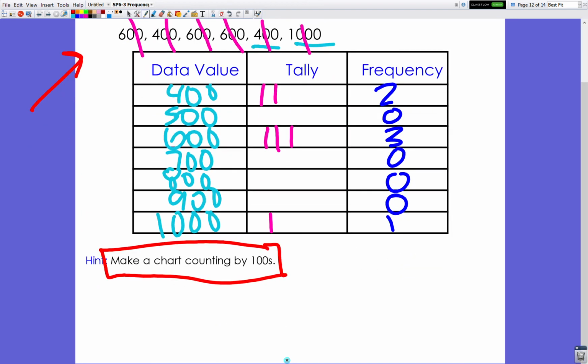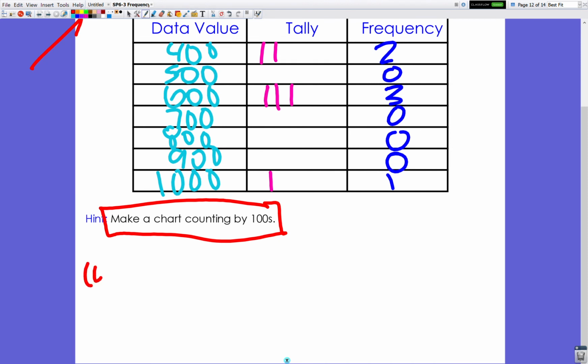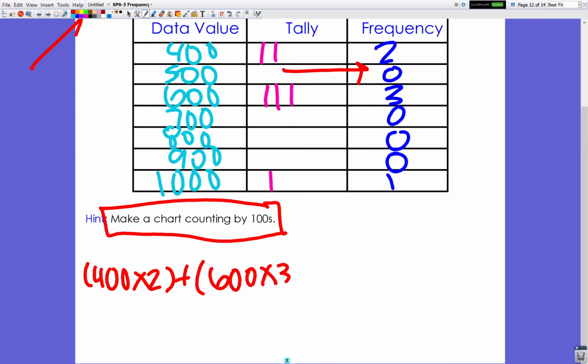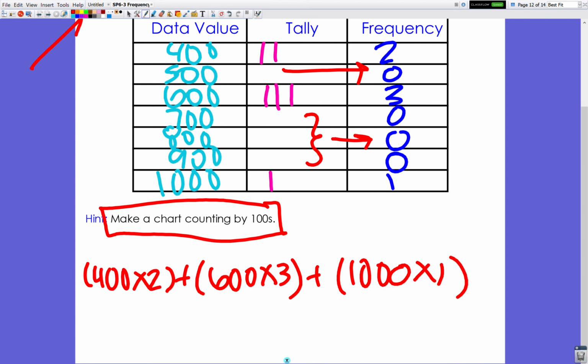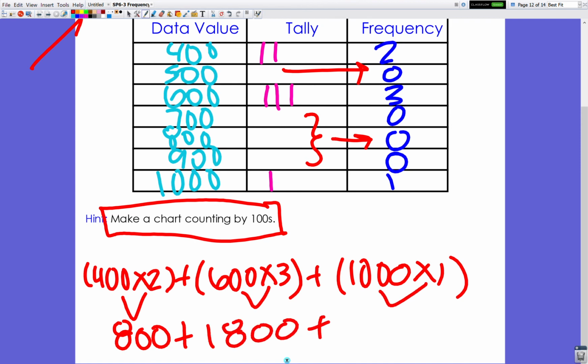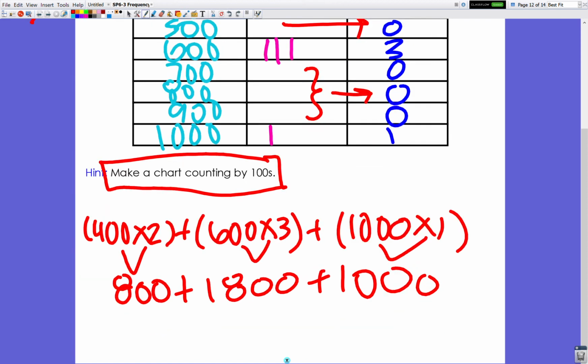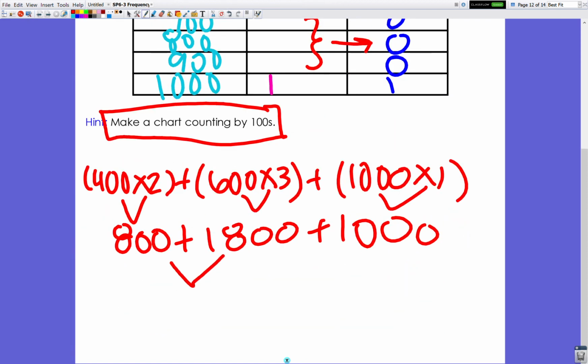I'm going to scroll down and give a little bit more room. So we have 400 times 2 plus, we don't need 500 because it's a frequency of 0, so we'll just do 600 times 3. All of these are a frequency of 0, so we don't need them, so we'll go straight to 1,000 times 1. 400 times 2 is 800, plus 600 times 3 is 1,800, plus 1,000 times 1 is 1,000. So 800 plus 1,800 is 2,600 plus 1,000.